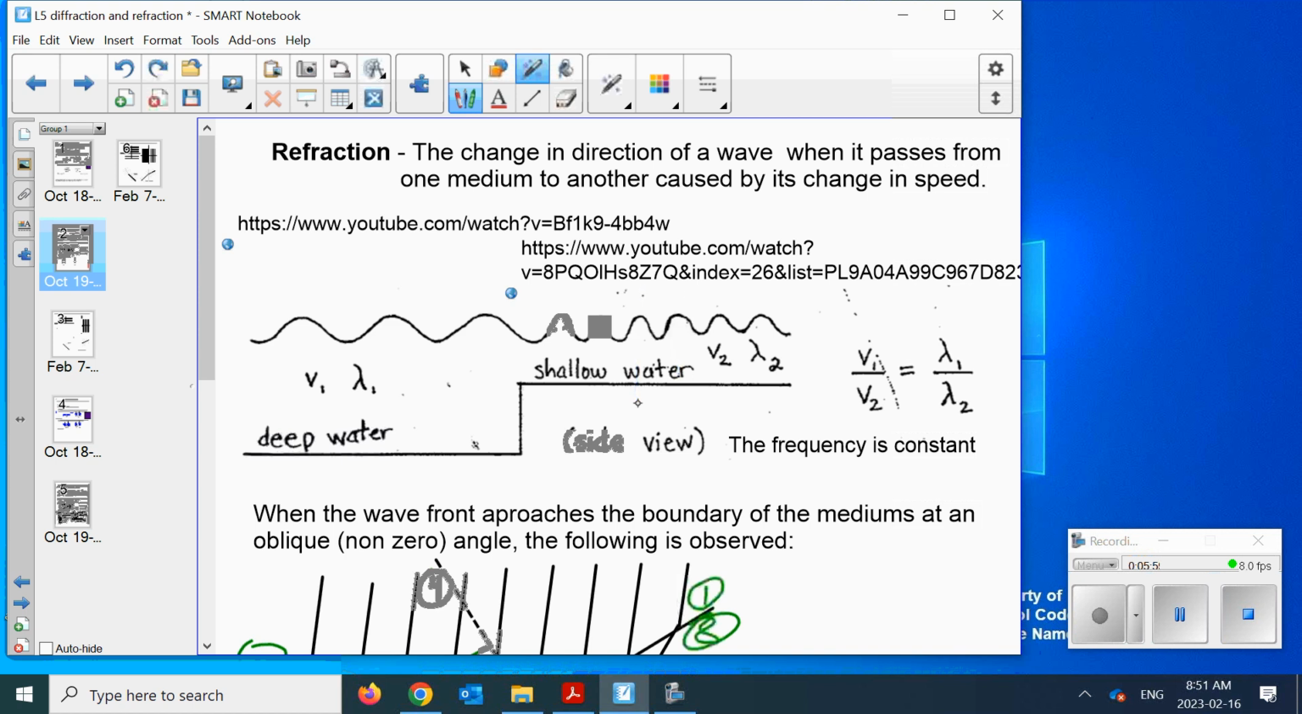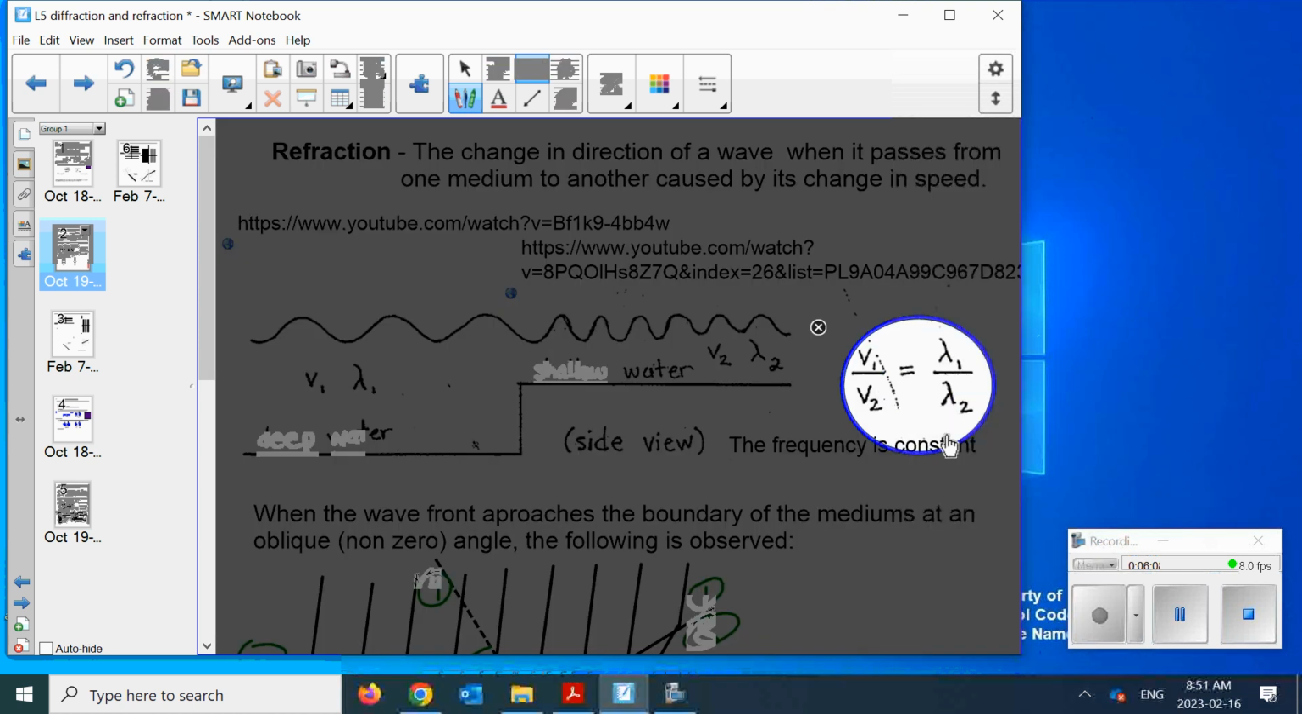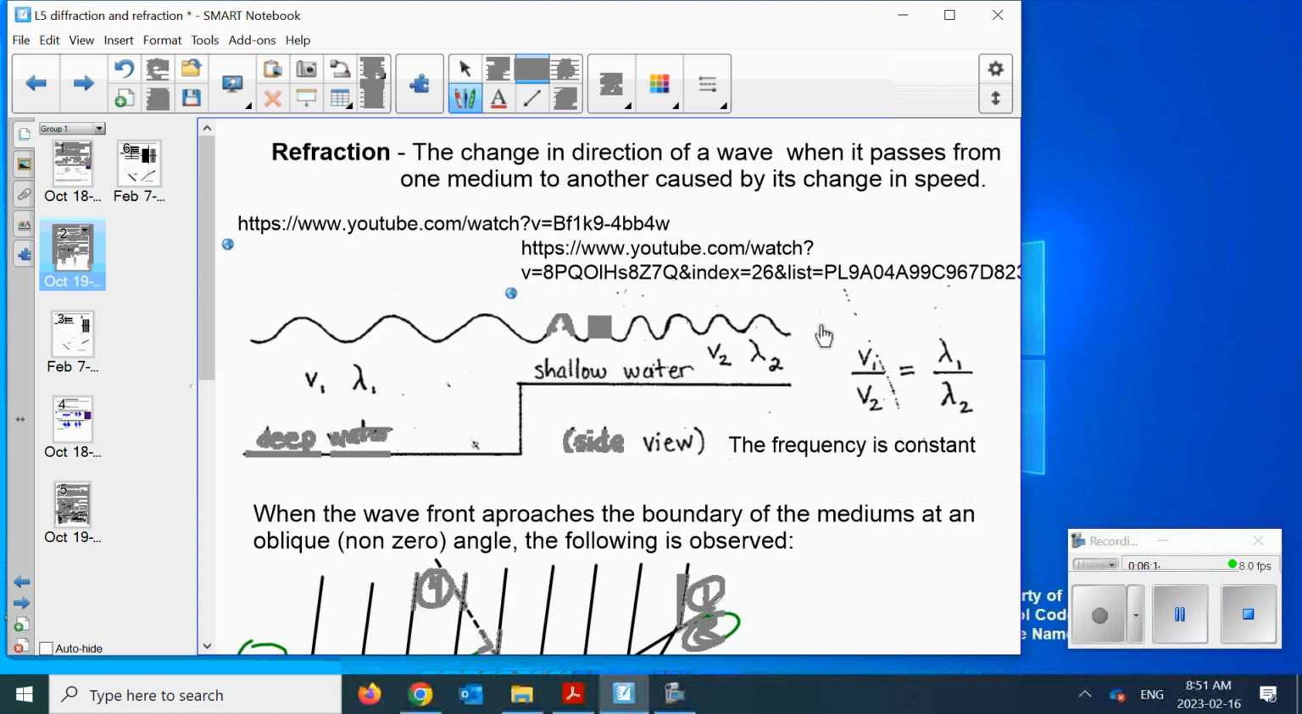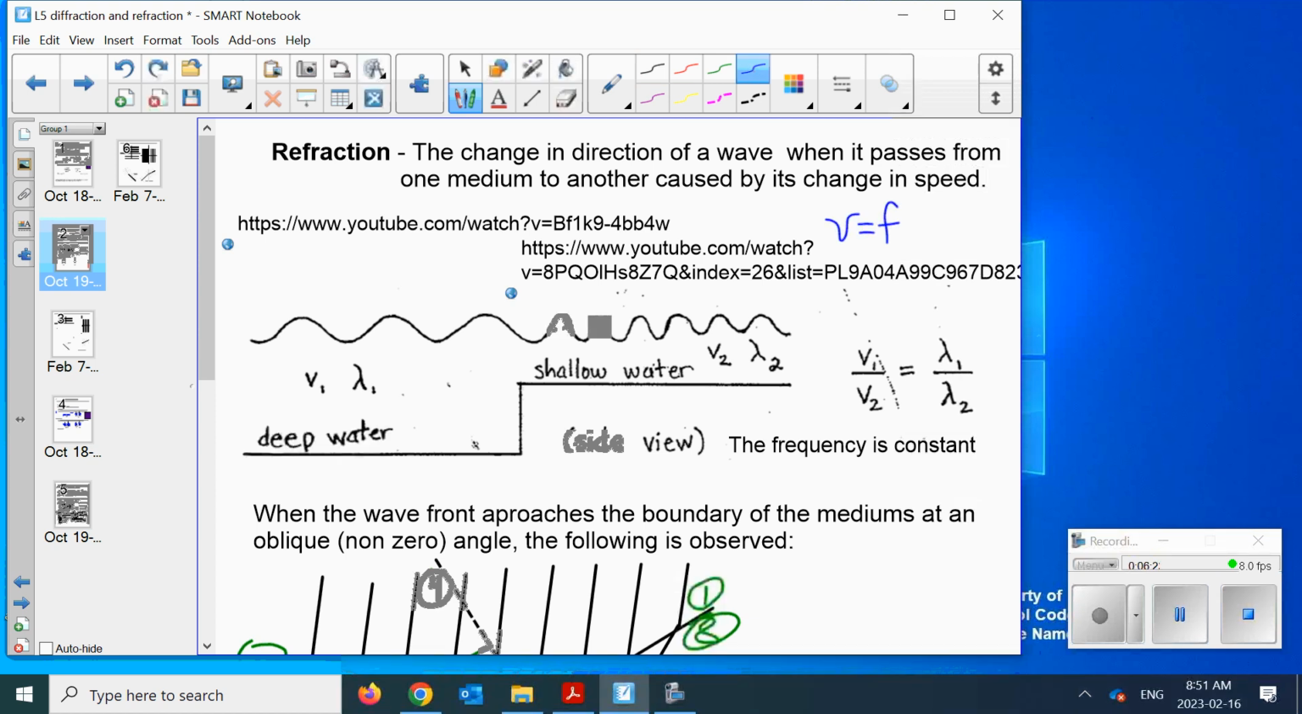Now, because frequency is constant, we can say V1 over V2 equals lambda 1, the wavelength, over lambda 2. That's a little bit of math there. You don't have to know how I came up with it, and you don't have to use this one. But it works like this: V is equal to F lambda.